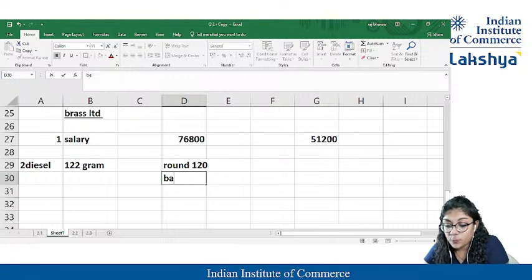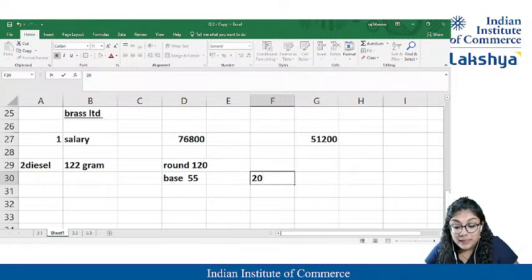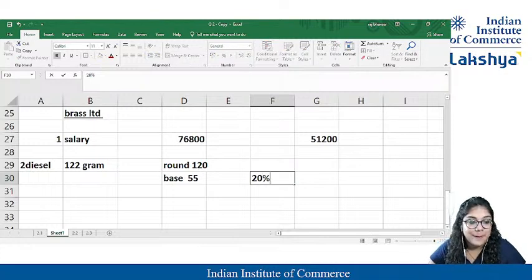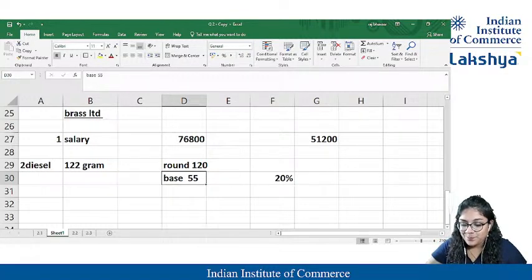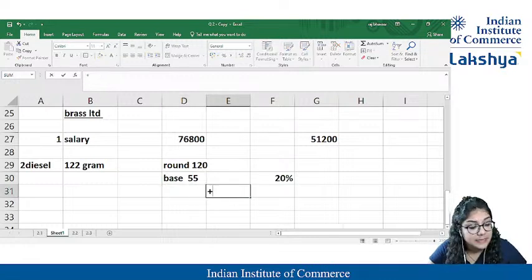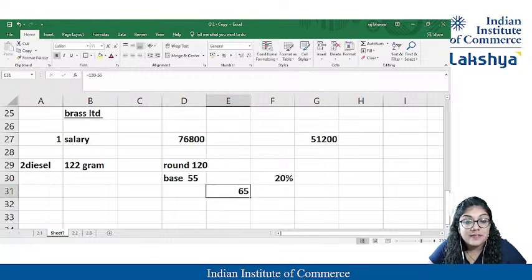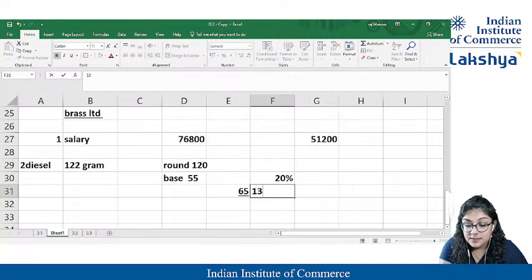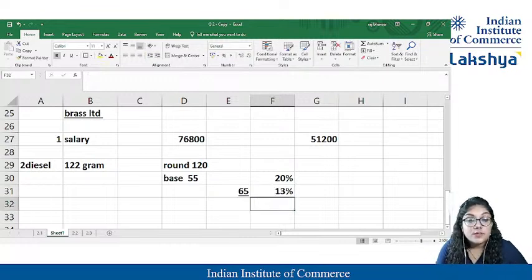Up till 55 you were getting something. So my base was 55, and on that we were supposed to pay 20% tax. Yes, my base. But then it is increased, by how much? By 120 minus 55, it's increased by 65. So for every increase it is 30%. So if I take a total, it is 33% on which you are supposed to make a payment. So again we have to check on that.